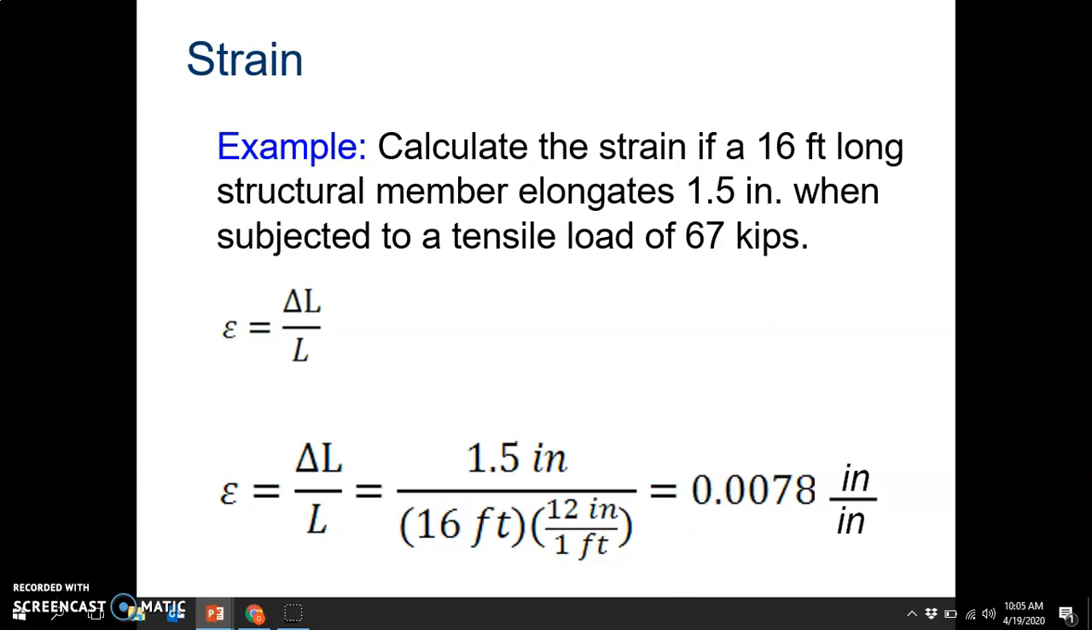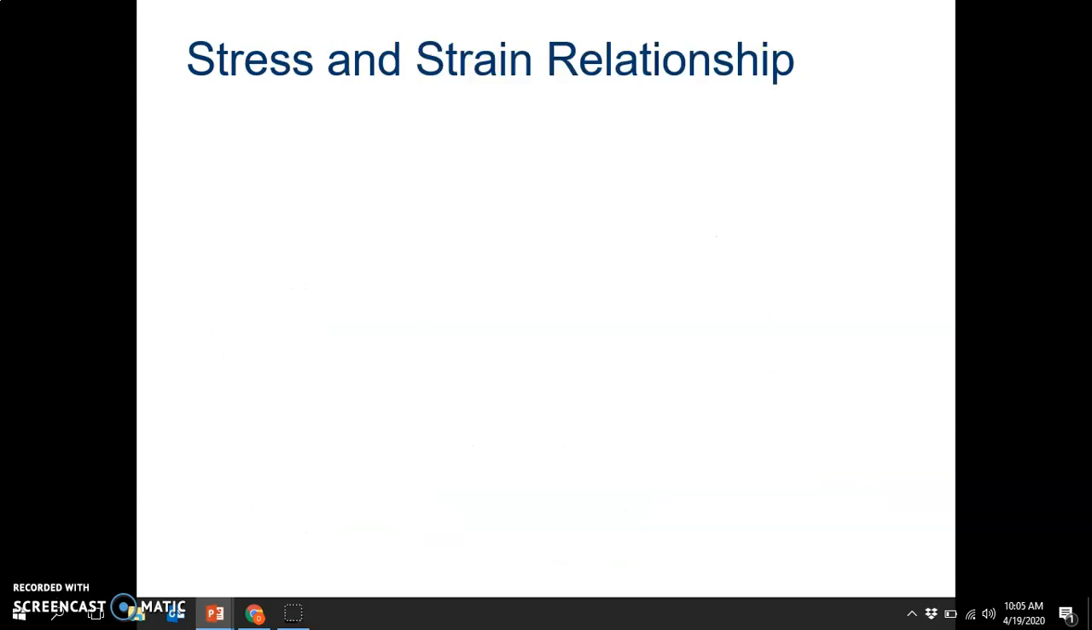I can now tell you how many inches this will elongate no matter what length the object is. If I tell you that it's a 10-foot long structural member, you can now tell me exactly how long it'll elongate. It'll be this times the length of it. Okay, so that was stress before. This was strain. And we're going to move on.